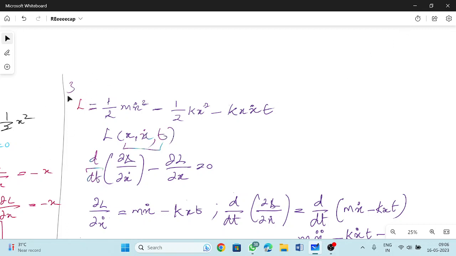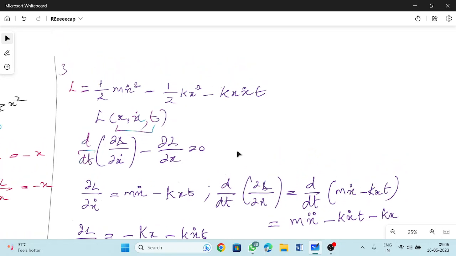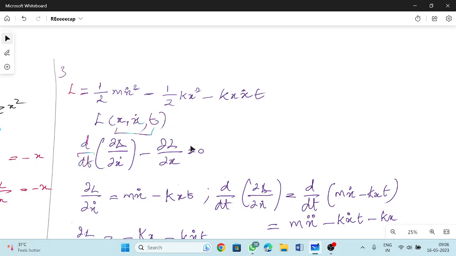And today we are going to see an interesting problem. Right here we have a Lagrangian, of the form L = (1/2)mx dot squared minus (1/2)kx squared minus kx x dot t. My handwriting is not good, but you have to bear with me because there is a problem with my pen. Here we have a Lagrangian and the final result is quite interesting.